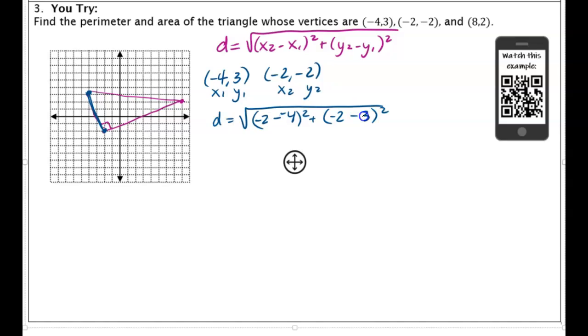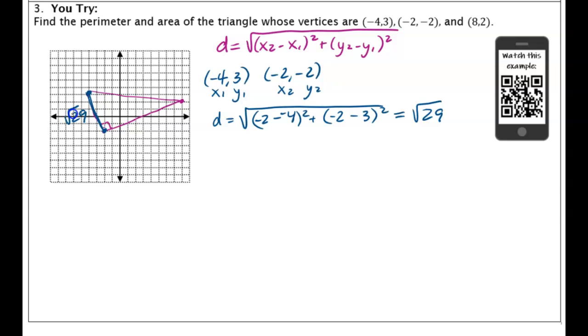All right, so the next thing we're going to do is put everything into our calculator, and by everything, I mean everything under the radical, and it gives you 29. So that tells me that this side of the triangle has a length of the square root of 29. Now let's do another side.